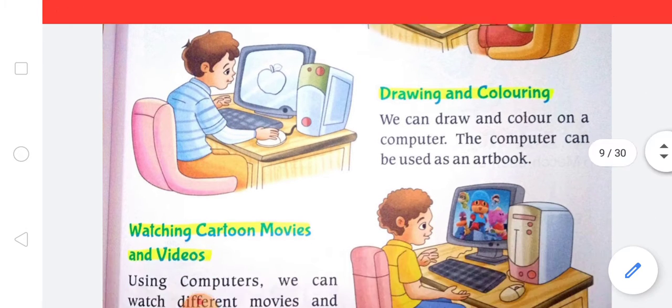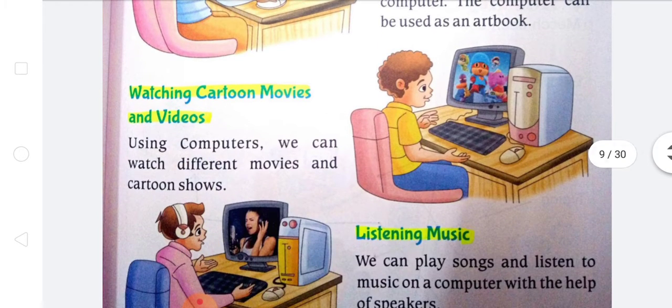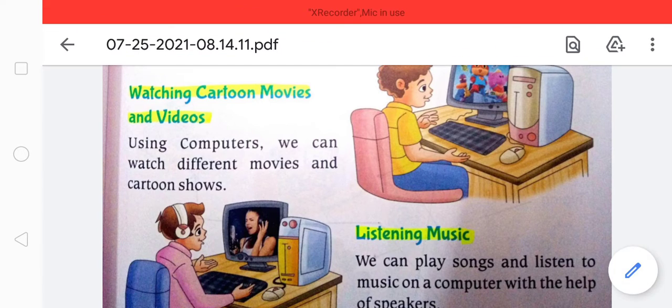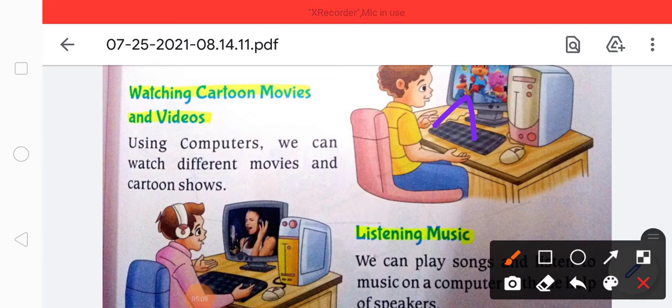Then here you see watching cartoon movies and videos. The boy in that picture is watching cartoons on a computer.